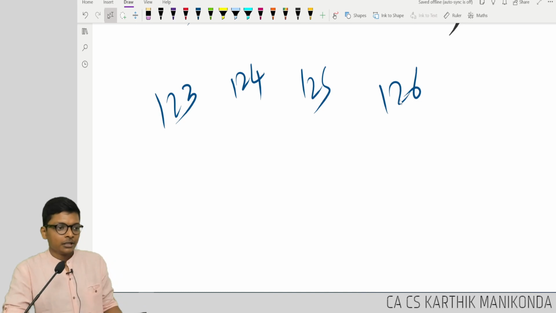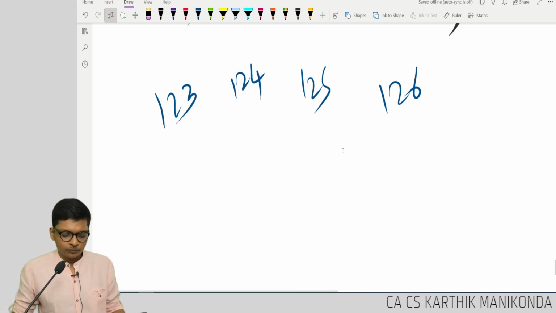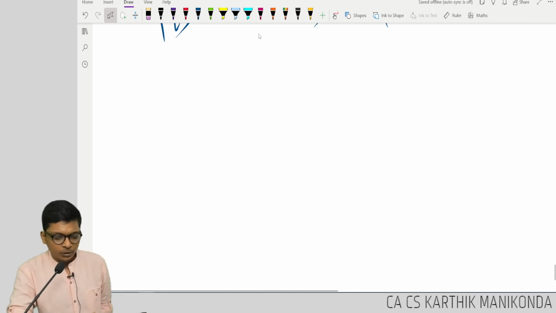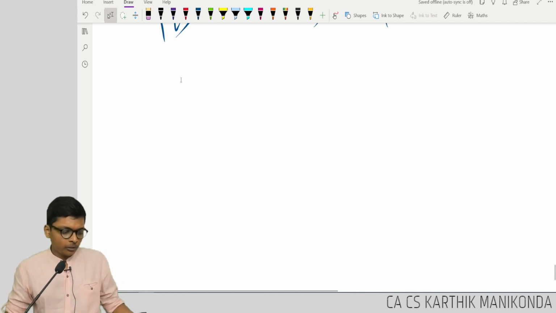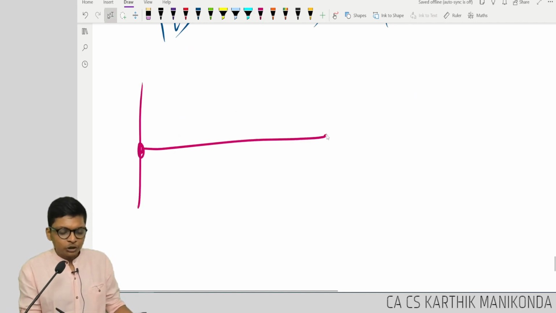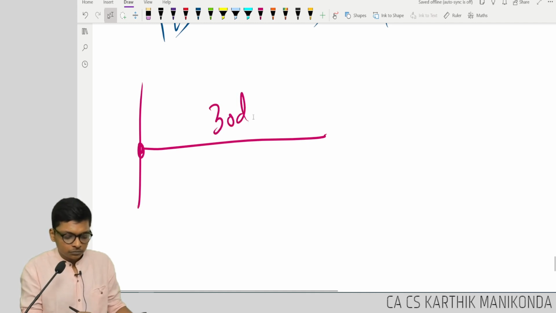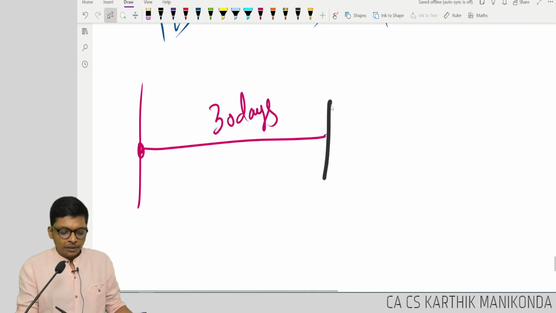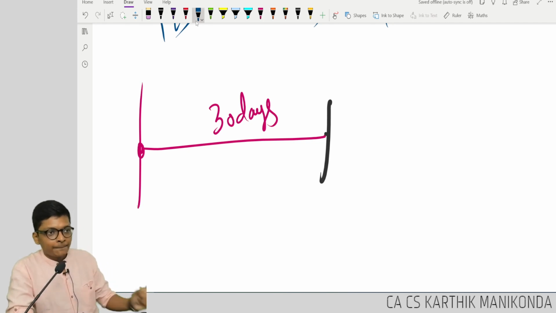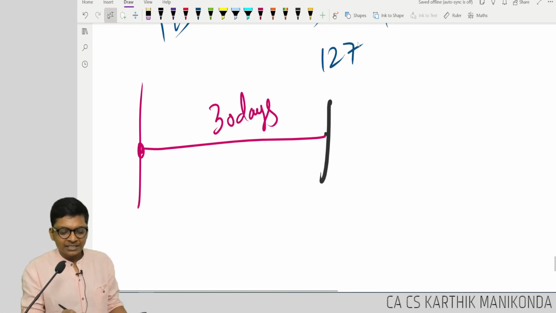Next, last section we have. With that, dividend will come to an end, guys. Once dividend is declared, it has to be paid within 30 days. If you don't pay within 30 days, what happens? Penalty. That is section 127.